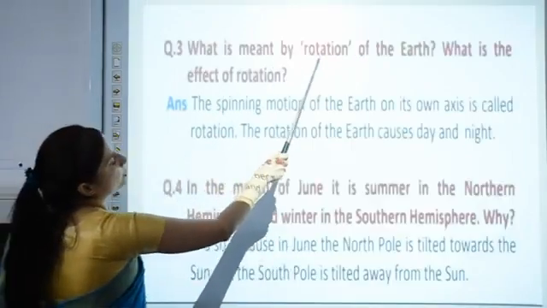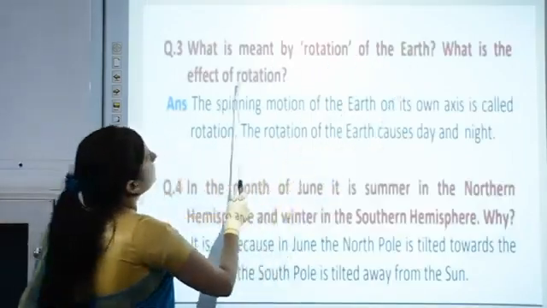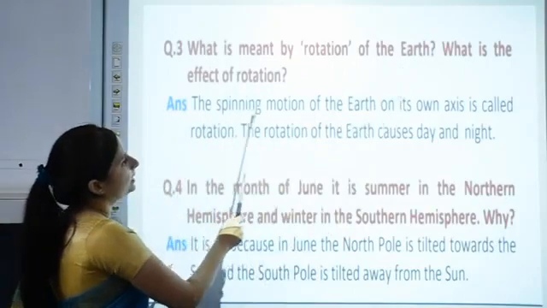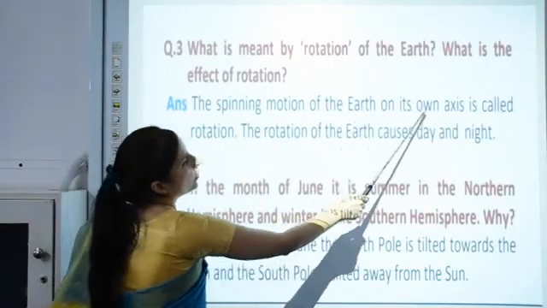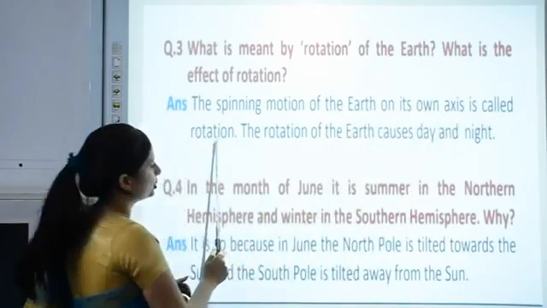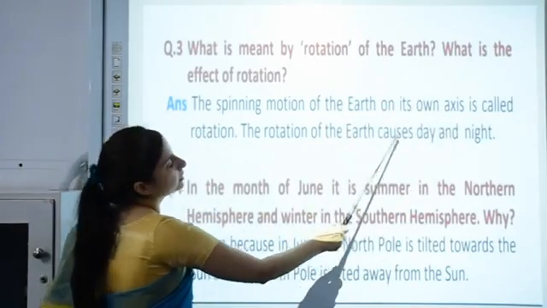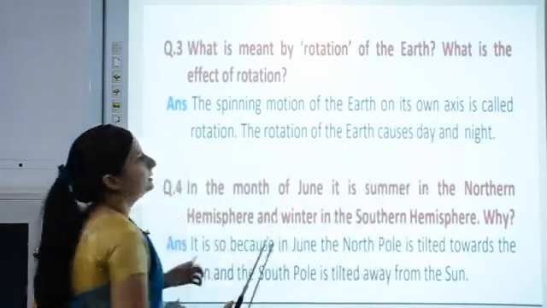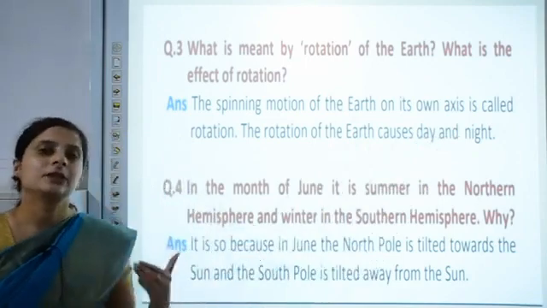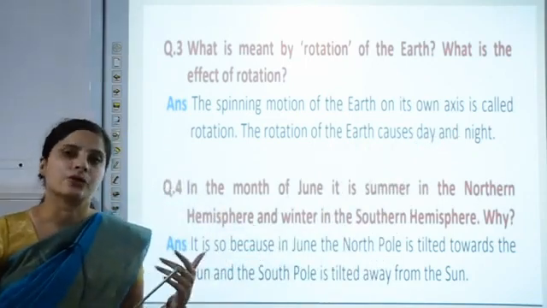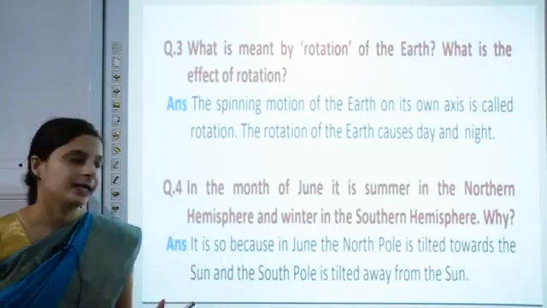What is meant by rotation of the earth? What is the effect of rotation? The spinning motion of the earth on its own axis is called rotation. The rotation of the earth causes day and night. The spinning motion of the earth around its axis is called rotation, which causes day and night.